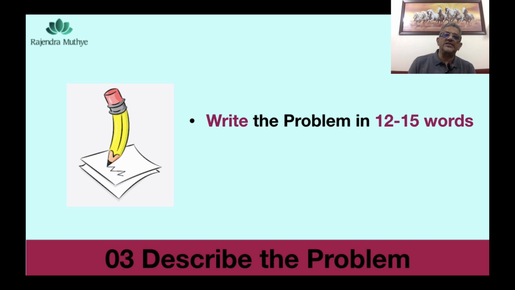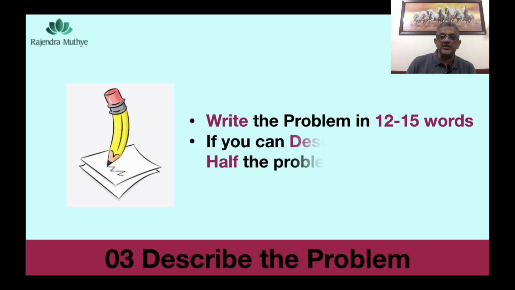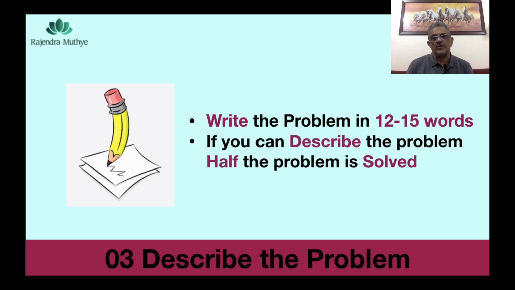And if you can describe the problem in 12 to 15 words, then it is said that if you describe the problem, half the problem is solved. So describe the problem. This is different from identifying the problem. Many people confuse description of the problem to identifying of the problem. Identifying is just the standard and the tolerance variable. How much variation can I tolerate? That is identifying the problem.